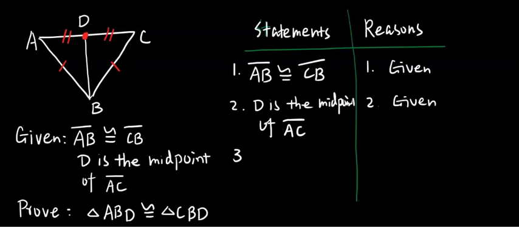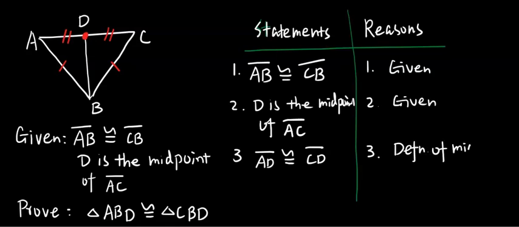If D is a midpoint, guess what we get? We get AD is congruent to CD. These two segments are going to be congruent to each other. And what is the reason? The reason is the definition of midpoint. We're almost done here. Let's check what we have.